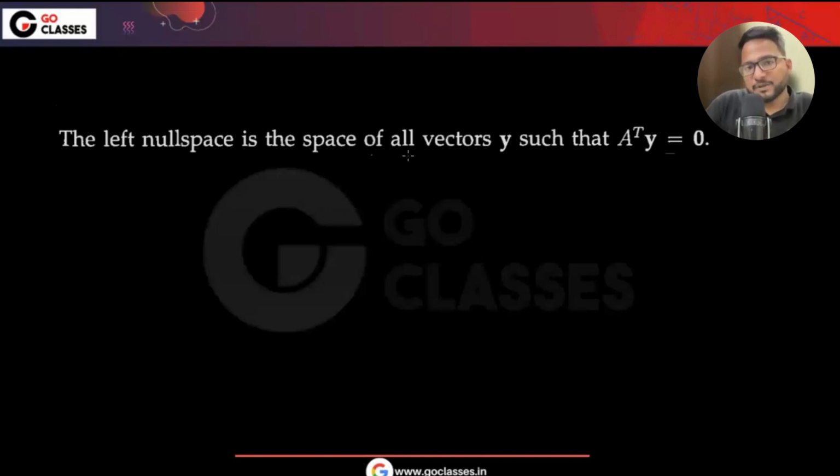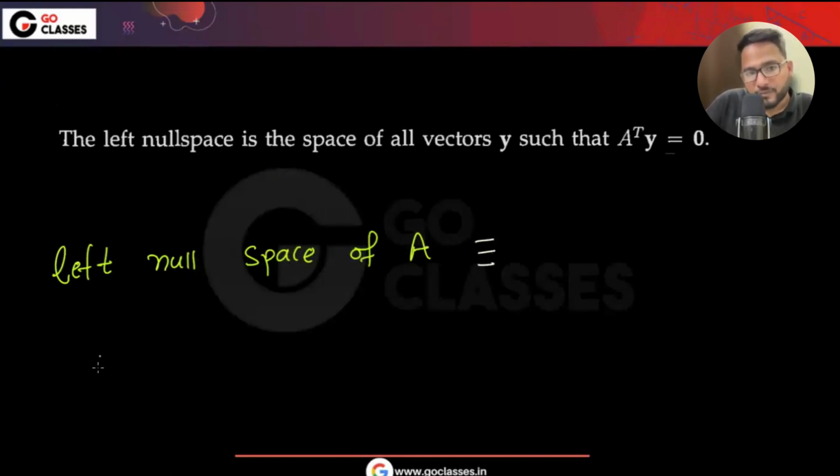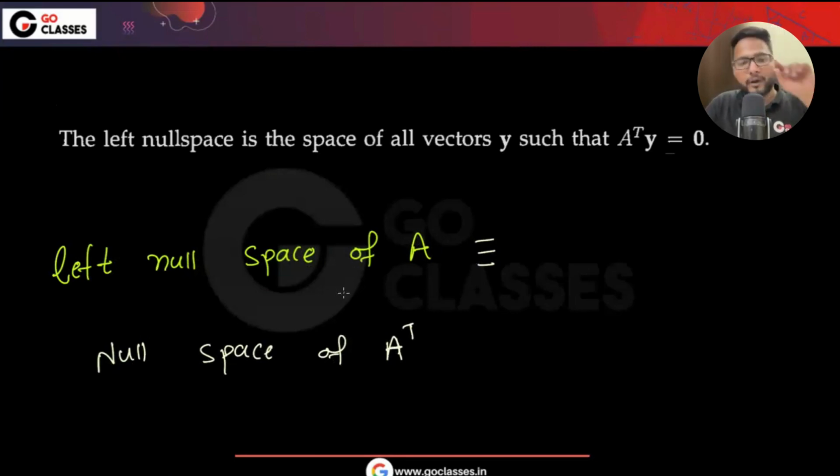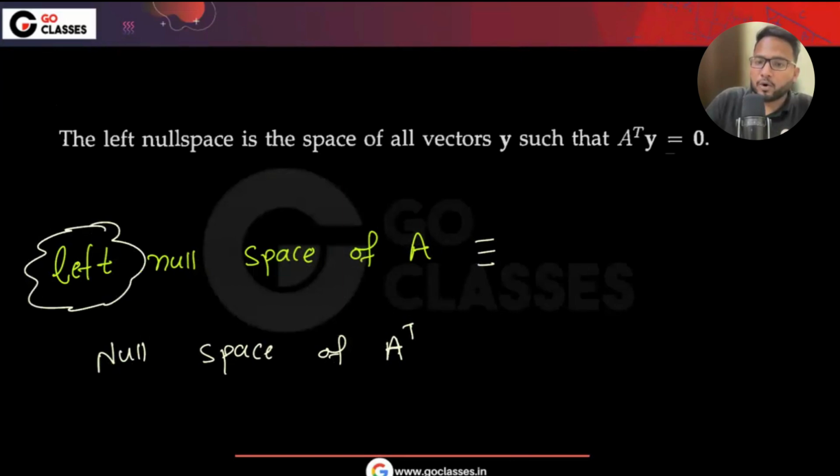The left null space of A is the same as the null space of A transpose. This is just a definition. I will tell you why we are calling it left null space, and what this "left" means. Don't worry.